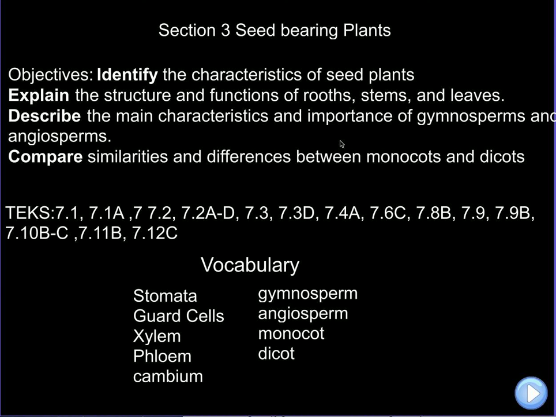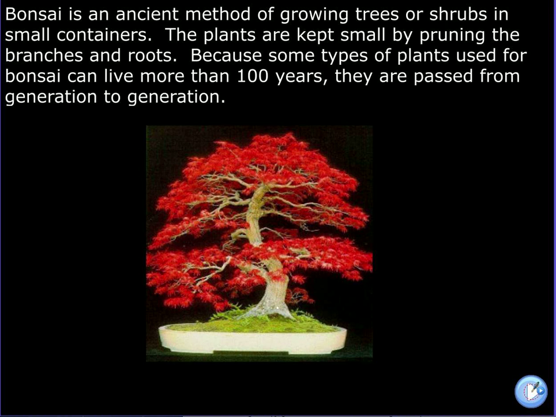We want to be able to identify the characteristics of seed plants, explain the structure and function of roots, stems, and leaves, and describe the main characteristics and importance of gymnosperms and angiosperms. We also want to be able to compare the similarities and differences between monocots and dicots. So some vocabulary to be on the lookout for: stomata, guard cell, xylem, phloem, cambium, gymnosperm, angiosperm, monocot, and dicot.